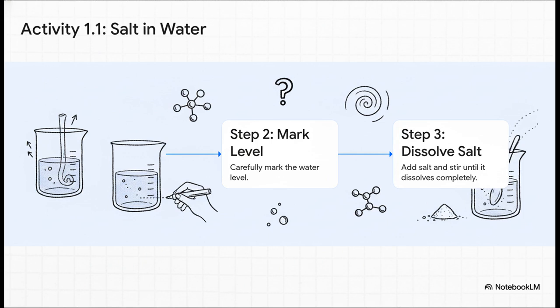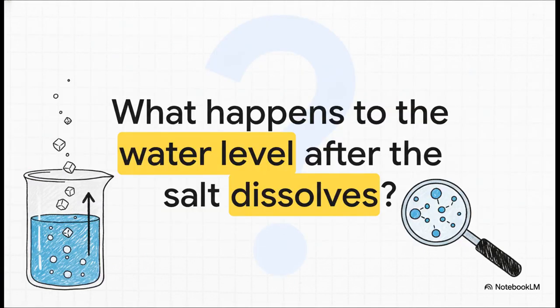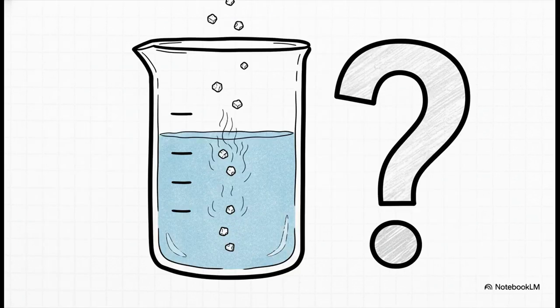So imagine we're in the lab right now. We take a beaker, we fill it about halfway with water, and then we carefully mark the water level. Next, we add a spoonful of salt and stir it, and we keep stirring until it seems to disappear completely. Now, I want you to pause and think for a moment. We've added something to the water, the salt. So logically, shouldn't the water level go up? What do you think? But surprisingly, it doesn't. If you were to check the mark on the beaker, you'd see the water level hasn't changed at all.